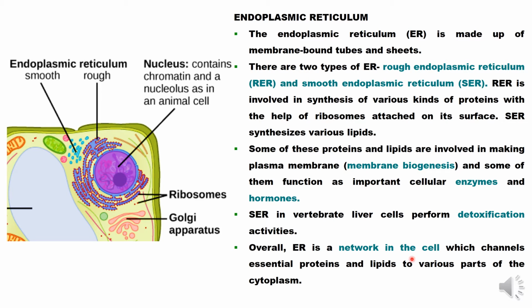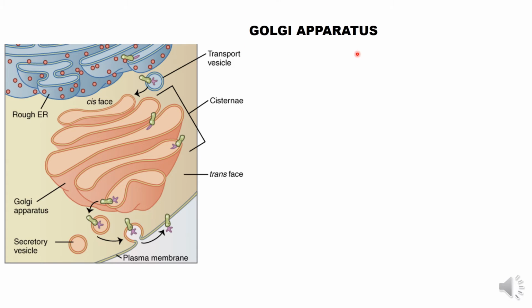So overall, the endoplasmic reticulum is a network in the cell, and it channels various essential proteins and lipids to their designated targets, that is, various parts of the cytoplasm. With this, let us move on to another organelle which is often closely associated with the endoplasmic reticulum, and they form a part of cellular membrane systems. So this is the Golgi apparatus.